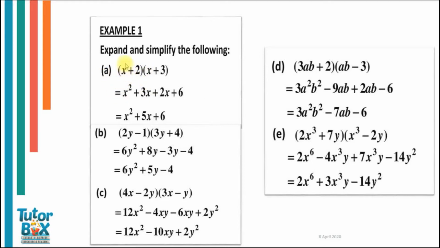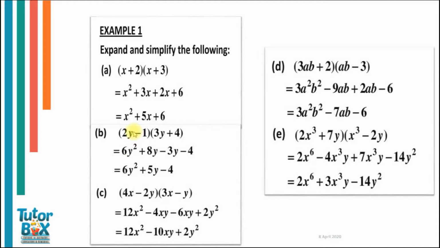So we have x times x, that's x squared, x times 3, that's 3x, 2 times x, that'll be 2x, and then 2 times 3, that'll be 6. So this will be equal to x squared plus 5x plus 6. Okay, and then b, we have 2y minus 1, 3y plus 4. We do the same thing, 2y times 3y, that will give me 6y squared.